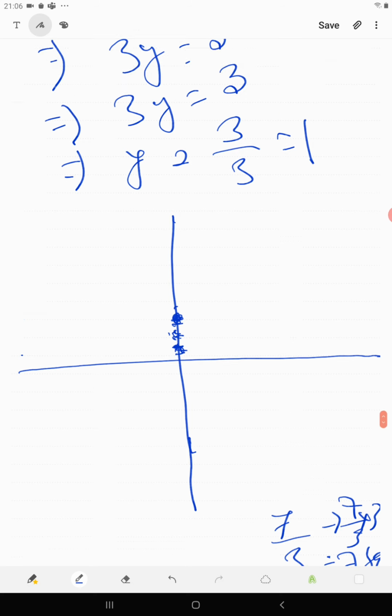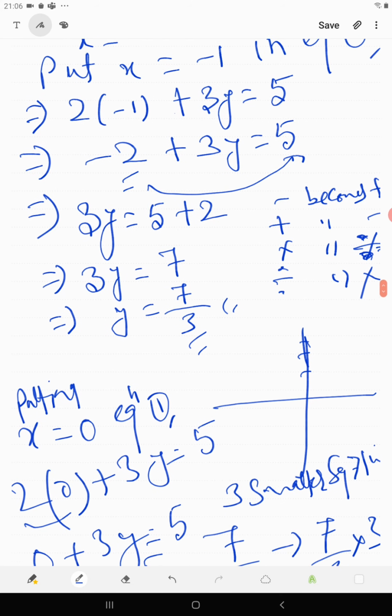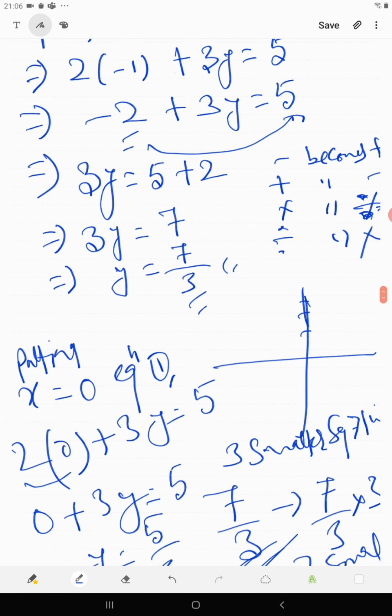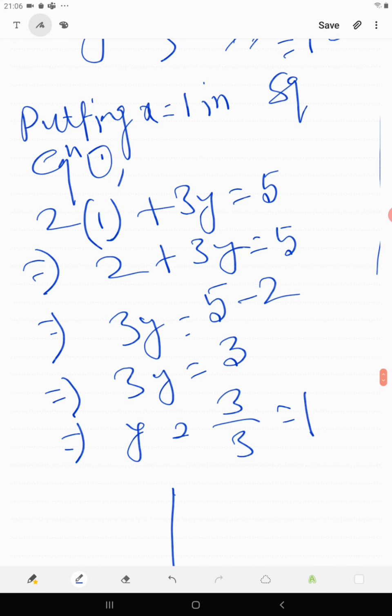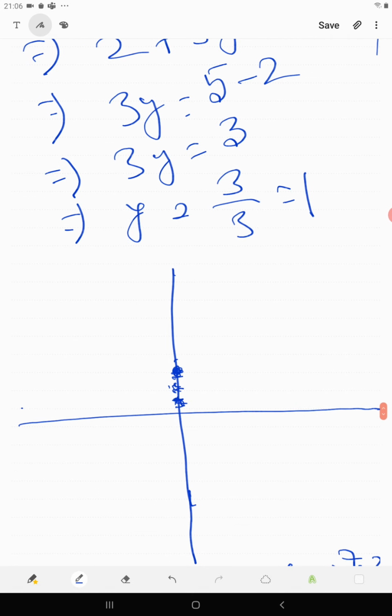But we have x as, so let's draw the point. x is minus 1. At minus 1 we have y as 7 by 3. So this is our point, minus 1 comma 7 by 3.